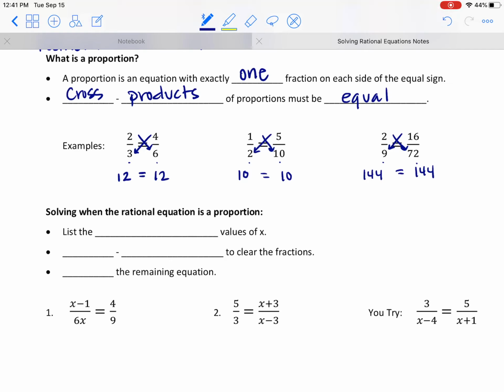So to solve a proportion, we still want to start by listing out our restrictions, just to be safe, but what we want to do is cross multiply. If we cross multiply, we won't have fractions anymore. We're left with something that is linear like this, okay? The fractions are gone, right? We cross multiply and those cross products have to be equal, so we'll just solve the remaining equation.